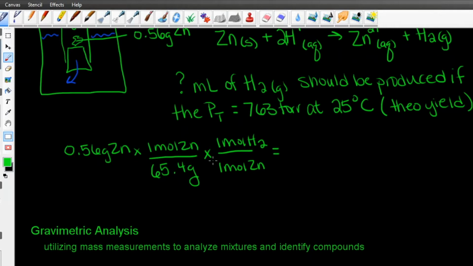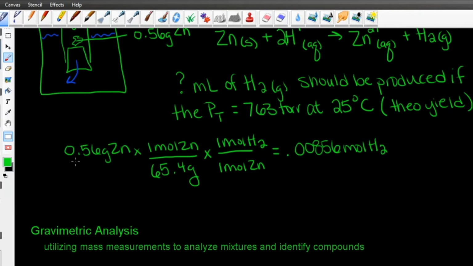Okay, so 0.56 times 1 times 1 times 1, divided by 65.4. My zinc would be able to produce 0.00856 moles of H2 if all of my zinc got used up.